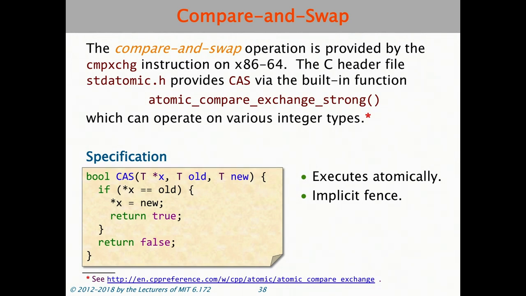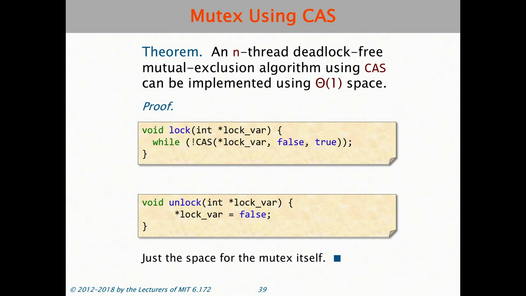It's actually comparing the old value to what's in there and swapping in the new, all as one operation. Or it says, nope, the value changed, therefore just return false, and the value didn't get updated. Okay? So it turns out that you can do an n-thread deadlock-free mutual exclusion algorithm with compare and swap using only constant space. And here's the way you do it.